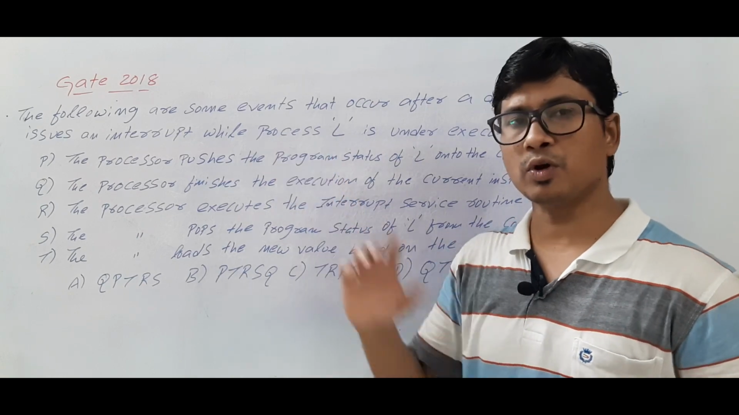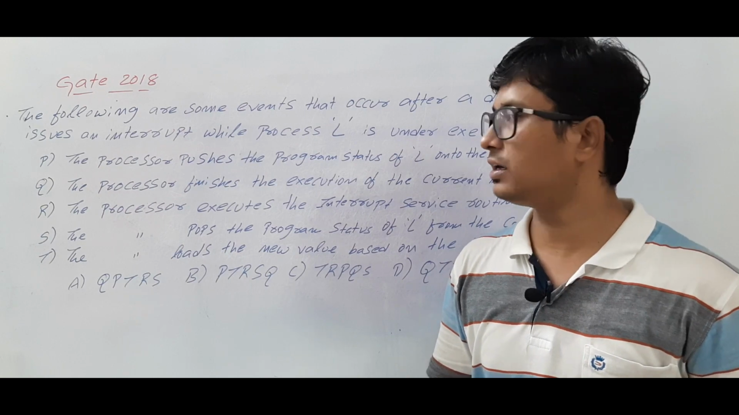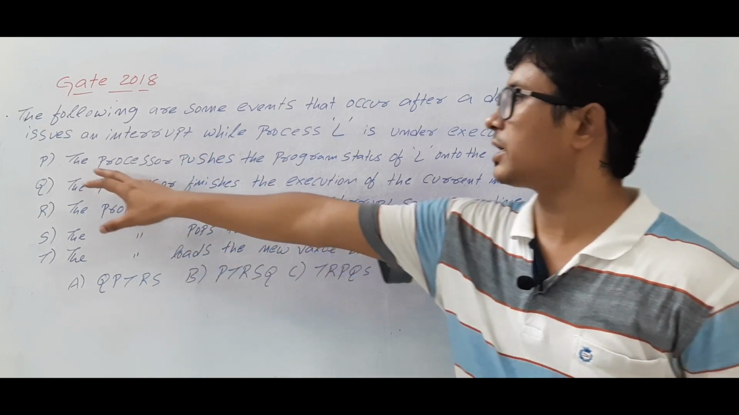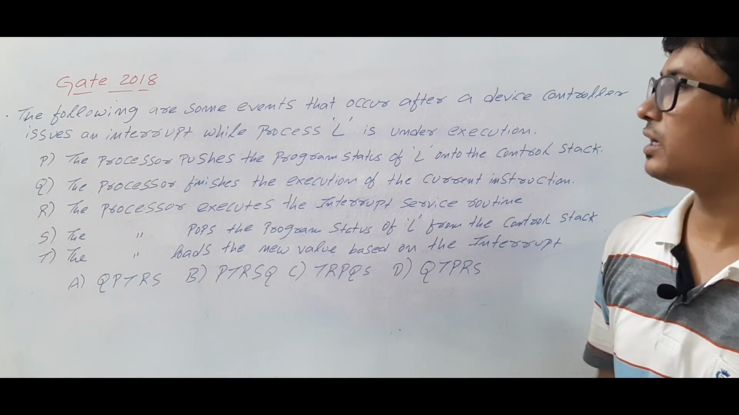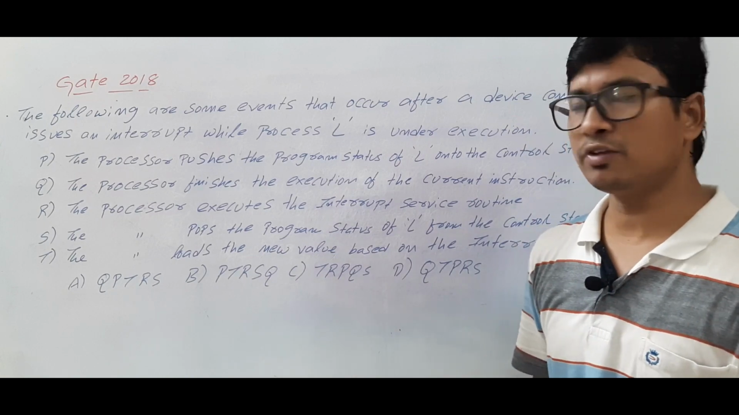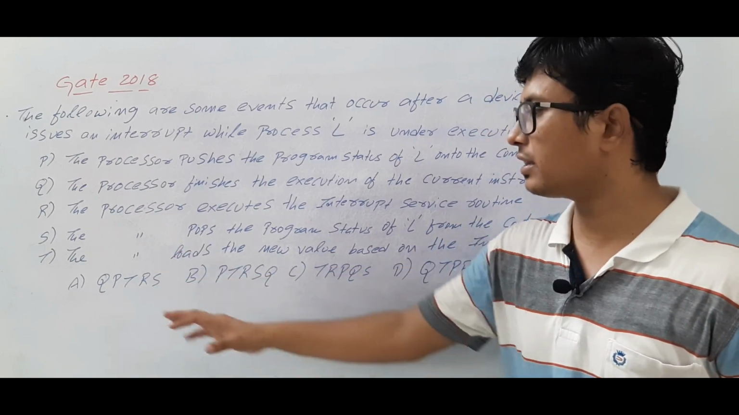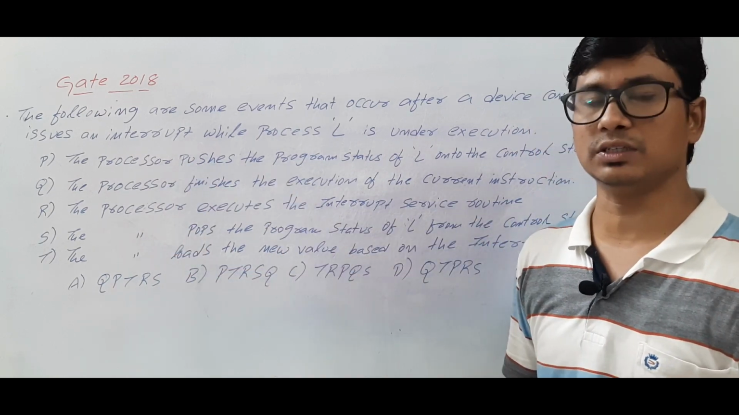Meaning is that process L is being executed by the CPU and an interrupt has occurred, and they have given some 5 steps: step P, step Q, step R, step S and step T. They are asking which sequence is correct. They have given 4 options by changing the sequence, and among these 5 steps they are asking for the sequence of execution.